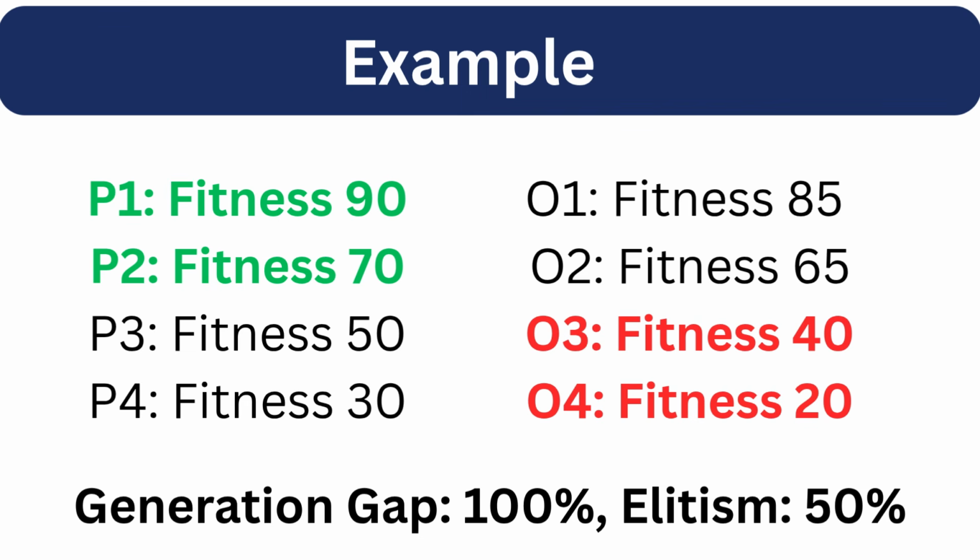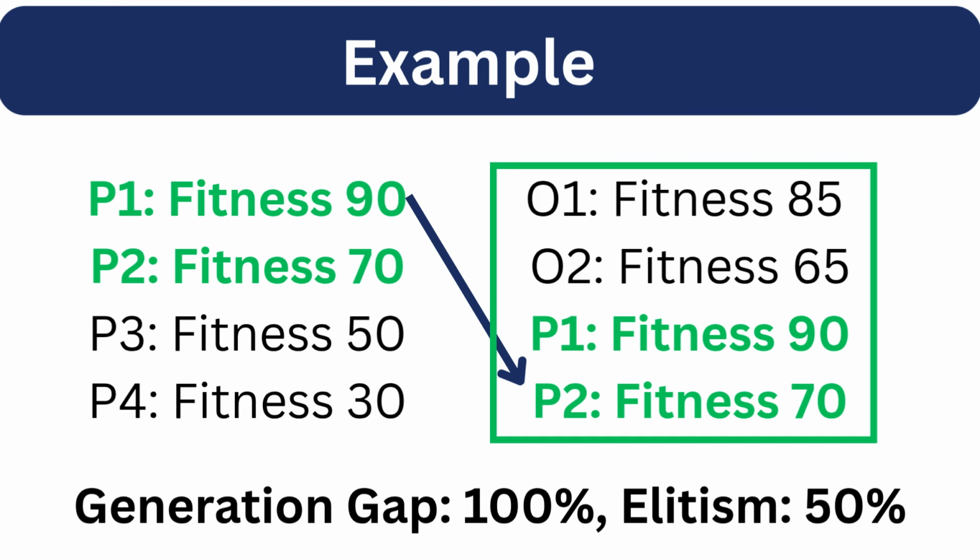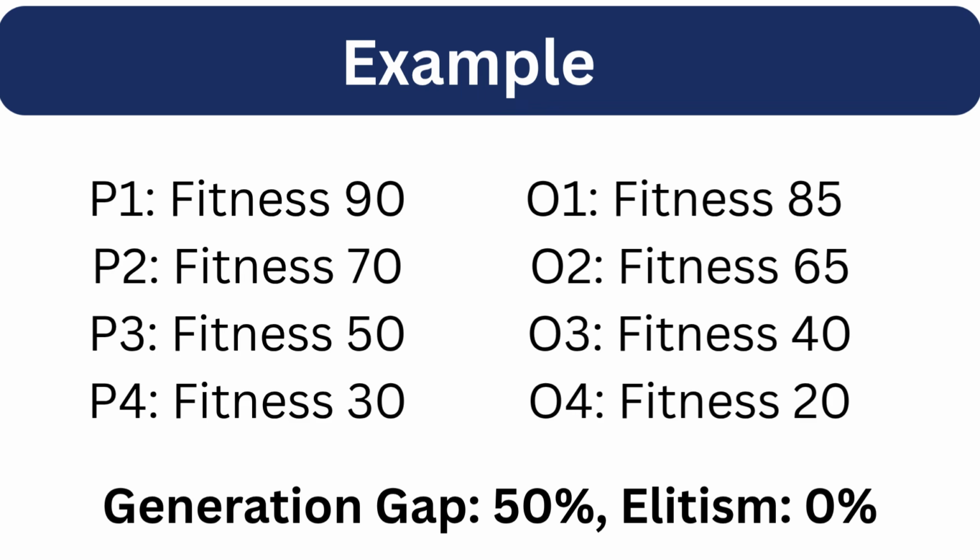Now we need to pass them to the next generation as they are, for which we need to replace two individuals in the offspring. So the worst two individuals in the offspring will be selected, that are O3 and O4 with the fitness of 40 and 20, and then they will be replaced by P1 and P2, the highest fitness individuals. So the resultant generation would be O1, O2, P1 and P2. Now you can see that the individuals of this generation have greater fitness than both the parent generation and the offspring generation alone. Now I have a question for you.